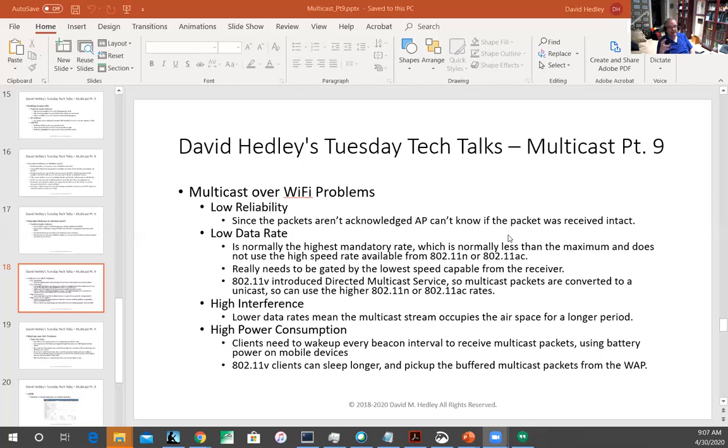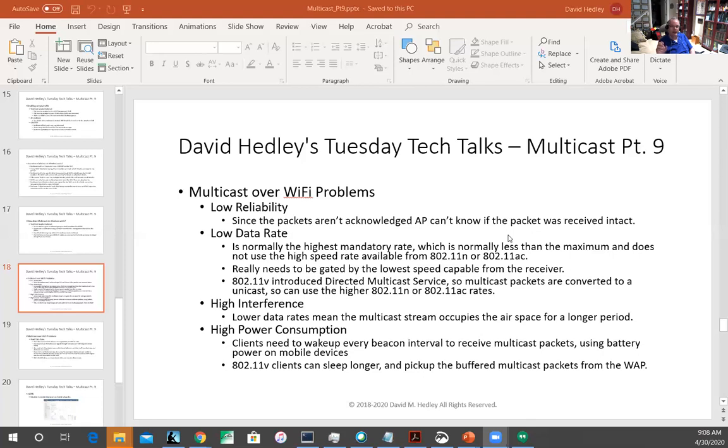It's supposed to be, if I remember right, the highest mandatory, but you don't set the highest mandatory to the highest speed possible. Not even 54 megabits. I don't, because then I have a different problem. And I think that's on the next slide. They fixed this kind of with 802.11v.